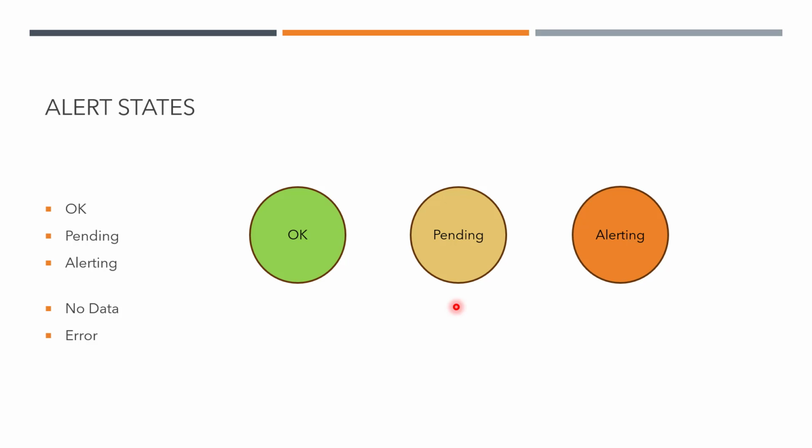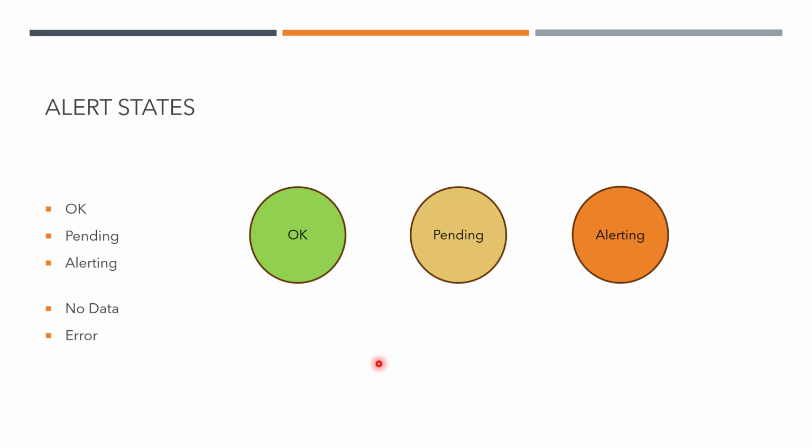So the alerting condition is met, but still the desired duration of the alert is not completed. So that state would be pending. And if the temperature is greater than the threshold for more than 5 minutes, then the state would be alerting. If the temperature again falls back from the threshold to a normal value, then the state would be OK again. So these are the 3 alert states.